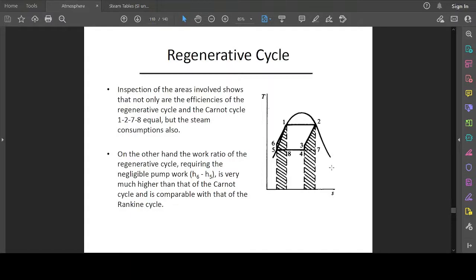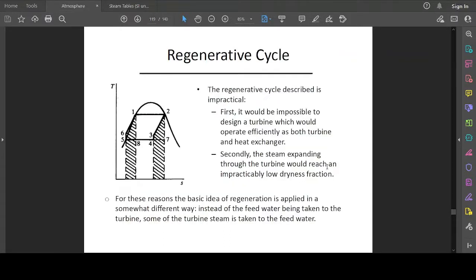So inspection of the areas involved shows that not only are the efficiencies of the regenerative cycle and the Carnot cycle 1, 2, 1, 2, 7, and 8 equal, but the steam consumption also. On the other hand, the work ratio of the regenerative cycle, requiring negligible pump work between 5 and 6, is very much higher than that of the Carnot cycle and is comparable with that of the Rankine cycle. So the regenerative cycle described is impractical.